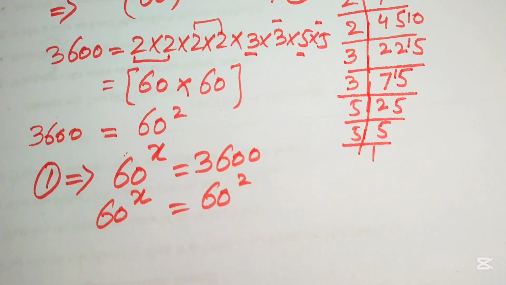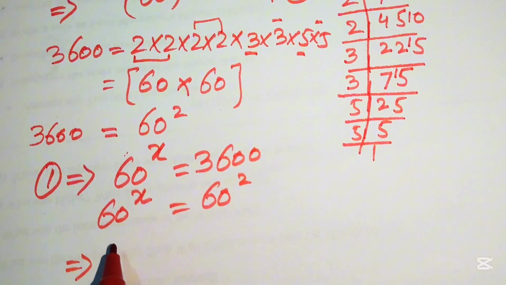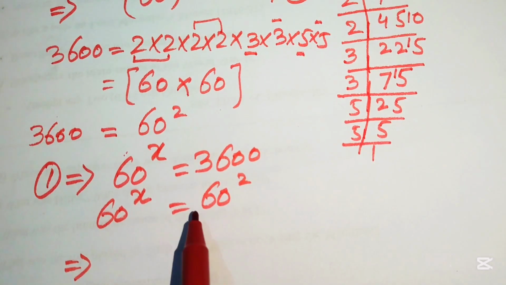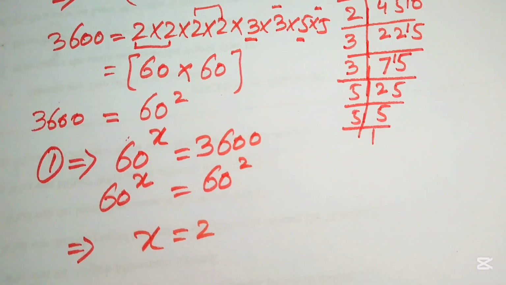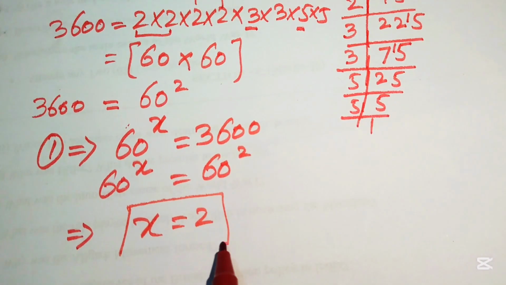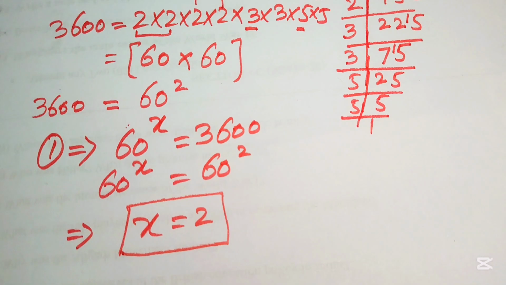Now you see here that the bases on both sides are the same, so we compare the exponents. The exponents give x equals 2. So clearly the value of x becomes 2.